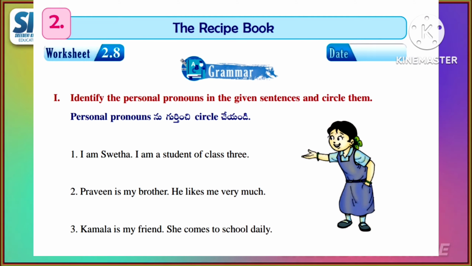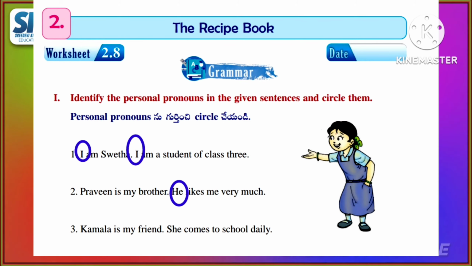Identify the personal pronouns in the given sentences and circle them. I am Sweta. I am a student of class 3. I. Second one, Praveen is my brother. He likes me very much. He. Kamala is my friend. She comes to school daily. She.